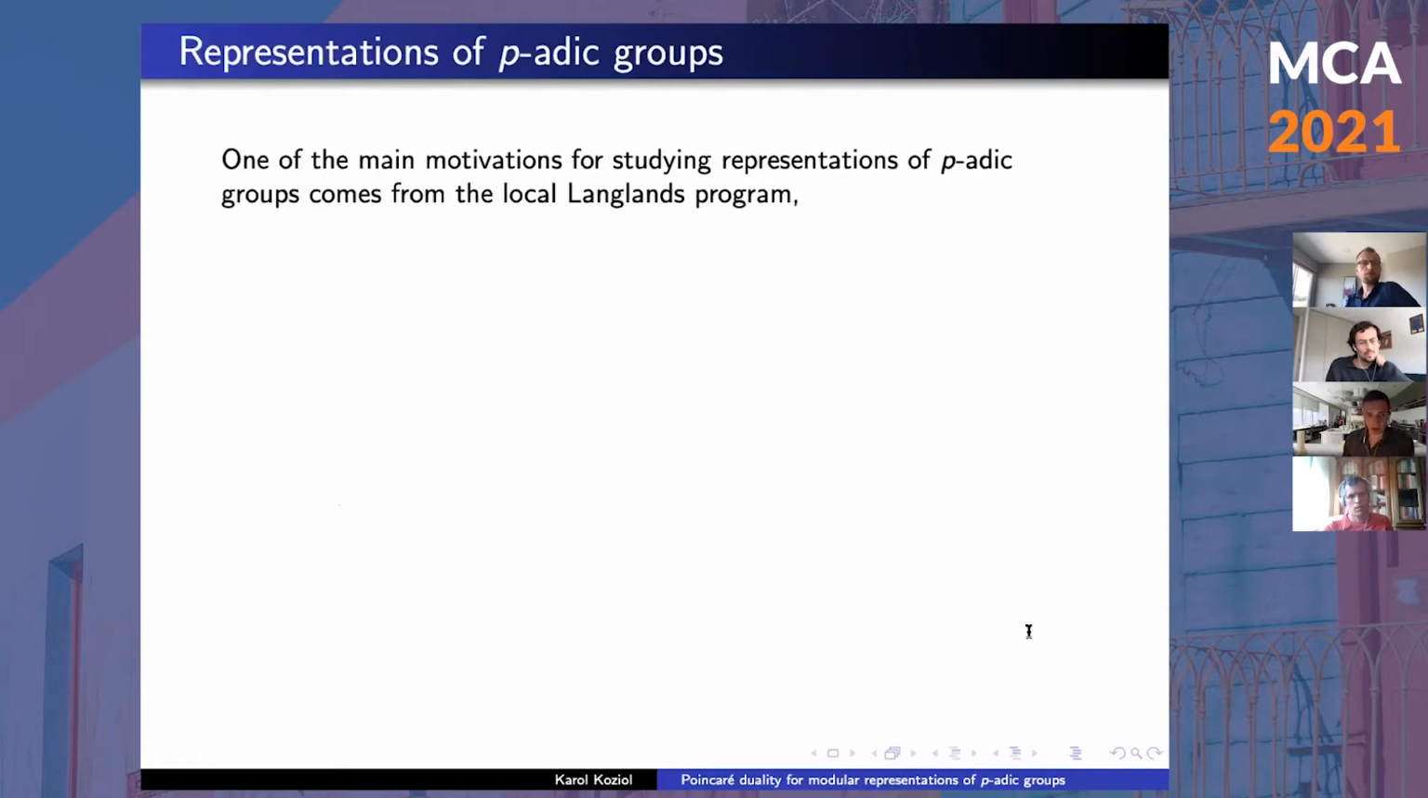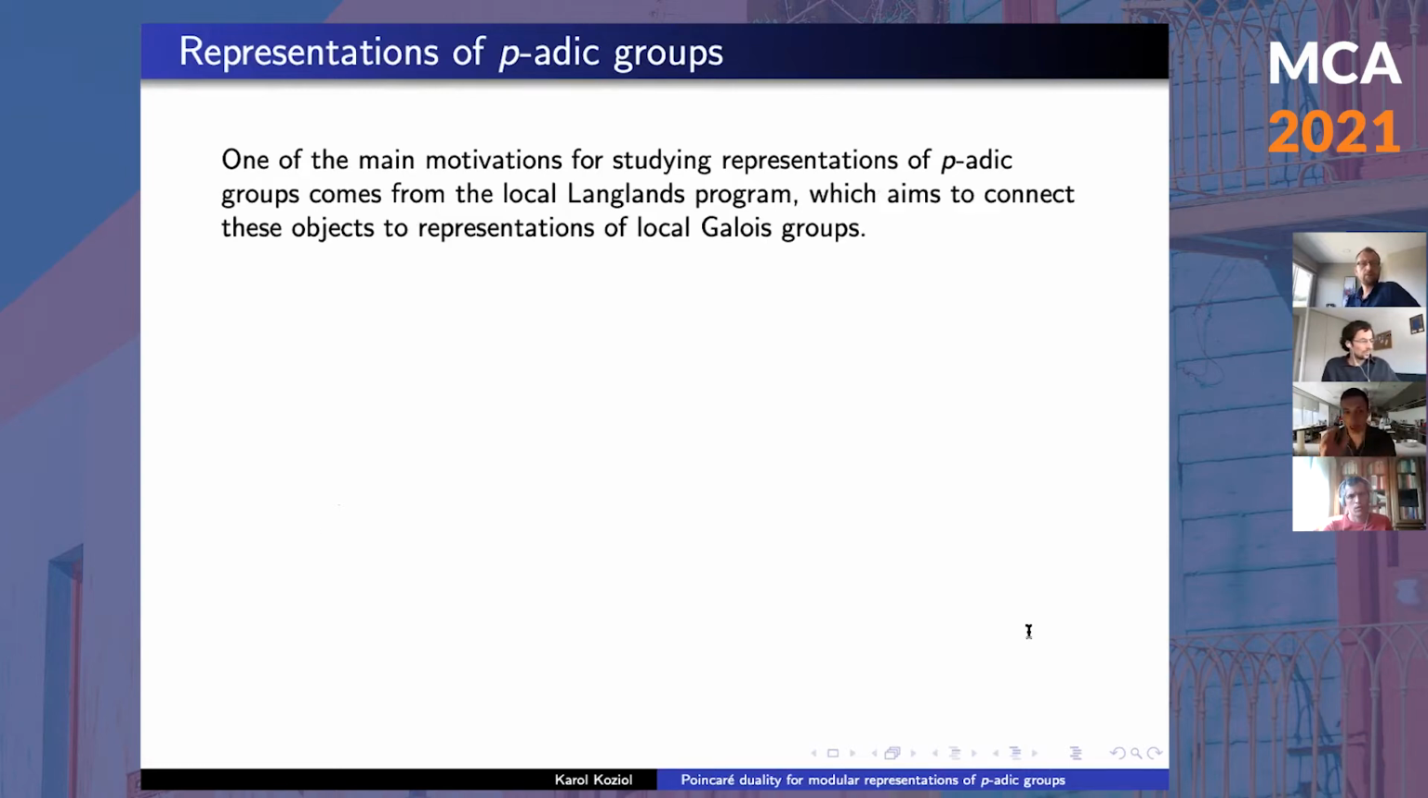And so now why would anyone care about representations of these big p-adic groups? Well, one of the main motivations comes from the local Langlands program, which aims to connect these representations to representations of local Galois groups. So this is a very rich area of study. And maybe let me not say too much more about this, but this is why people want to have a good understanding of representations of p-adic groups. They want to relate it to arithmetic information on the Galois side of some sort of Langlands correspondence.